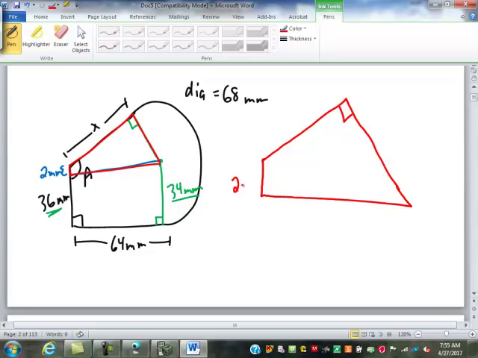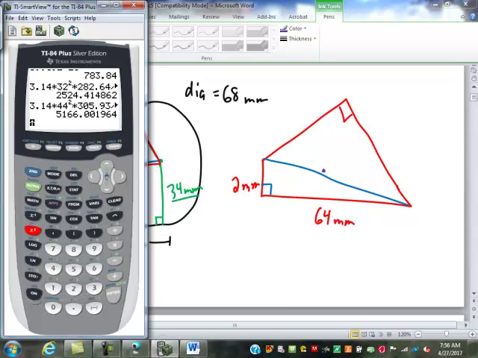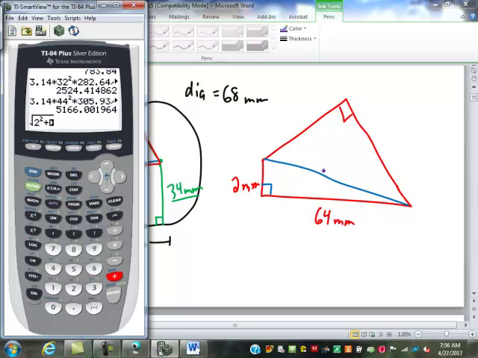That's a right angle. This is 2 millimeters. This is 64 millimeters. I can cut this across here. That's a right angle because it's a horizontal hitting a vertical. I can find this side over here. A squared plus b squared equals c squared, right? So that'll be the square root of 2 squared plus 64 squared. 64.03.